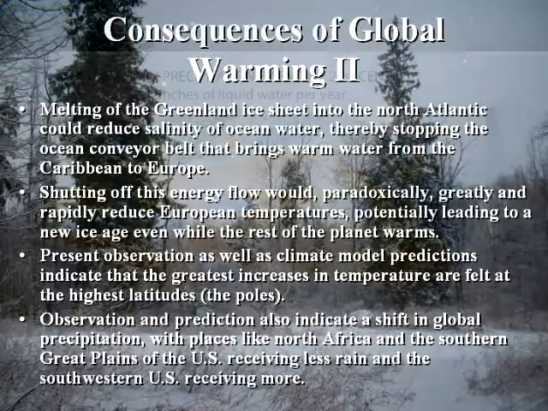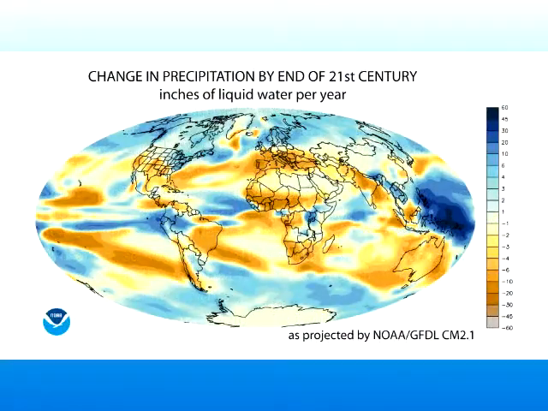This is another NOAA-generated map based on its climate models that predicts that by the end of the 21st century, we could see patterns like these, with the brown areas receiving less rainfall and the deep blue areas receiving more rainfall. So the northeastern part of the U.S. would receive more, but much of the western and southern parts of the country would receive less. Notice also North Africa and Central Africa becoming drier.